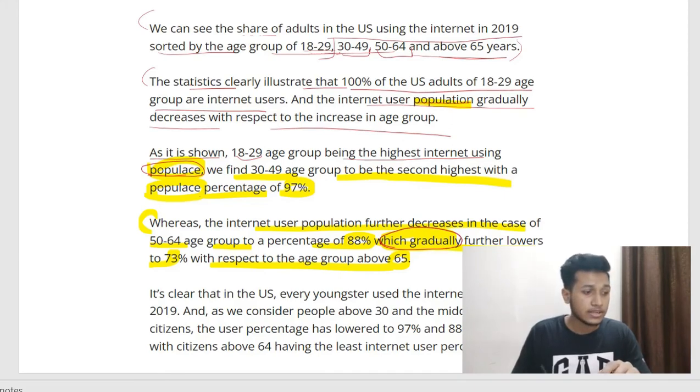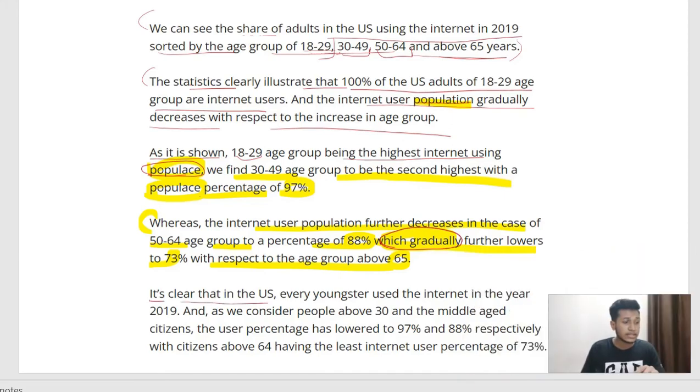So try to use this sort of linking word, which will definitely increase your band score. So in the last paragraph I used: it is clear that every youngster in the US used the internet in the year 2019. That means, because we already saw that the 18 to 29 age group used the internet up to 100%, every youngster used the internet in 2019. See, here I used another word, youngster. You can use youngster to represent any group of young people.